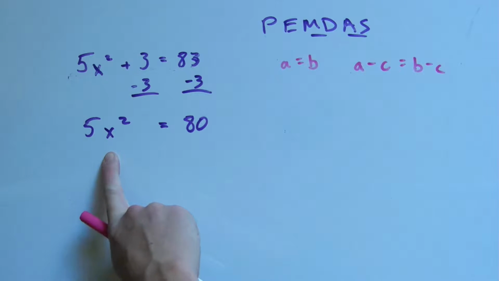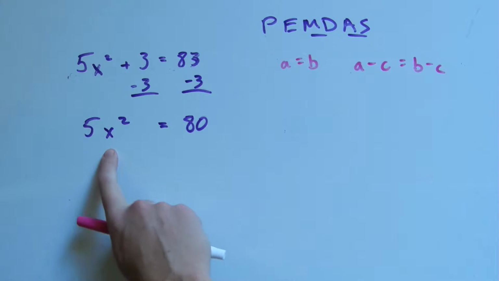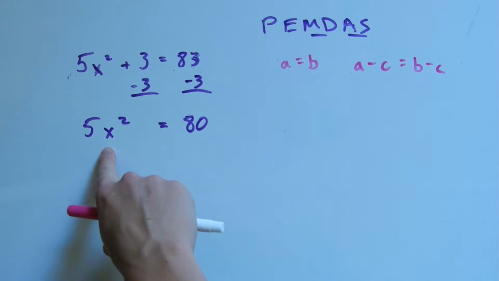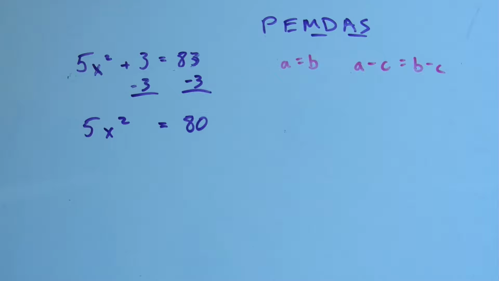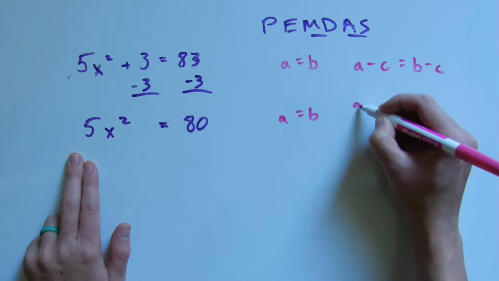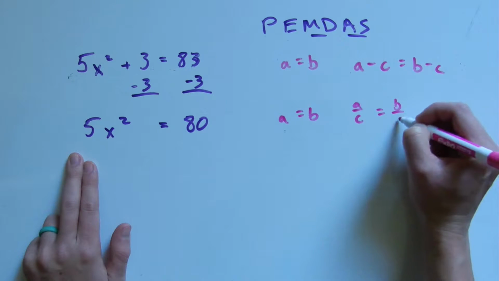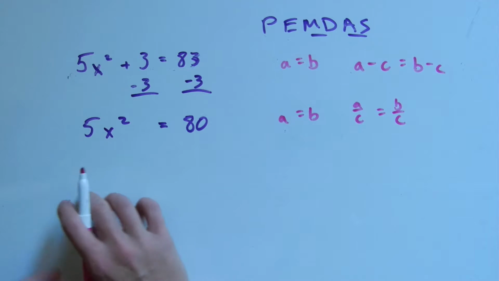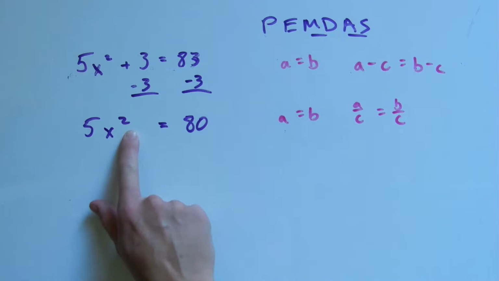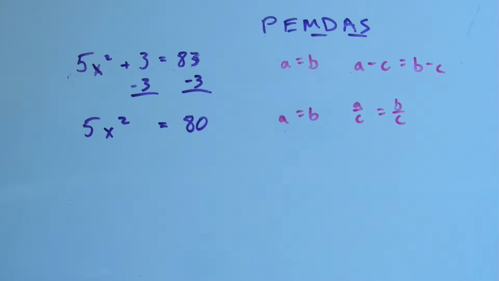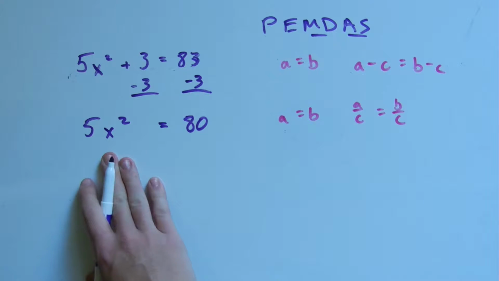Remember, we're still trying to get this x by itself because we need to figure out what x is equivalent to. What value is represented by this variable x? So the next property we're going to use was the division property of equality. That said that if A was equal to B, then A divided by C equals B divided by C. And remember, C cannot be 0. So if you look, our new term, 5x squared, will be our A in this case, and 80 will be our B.